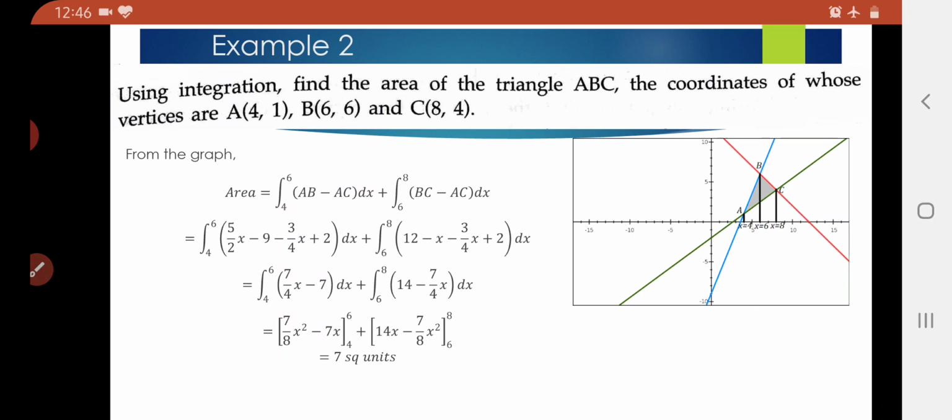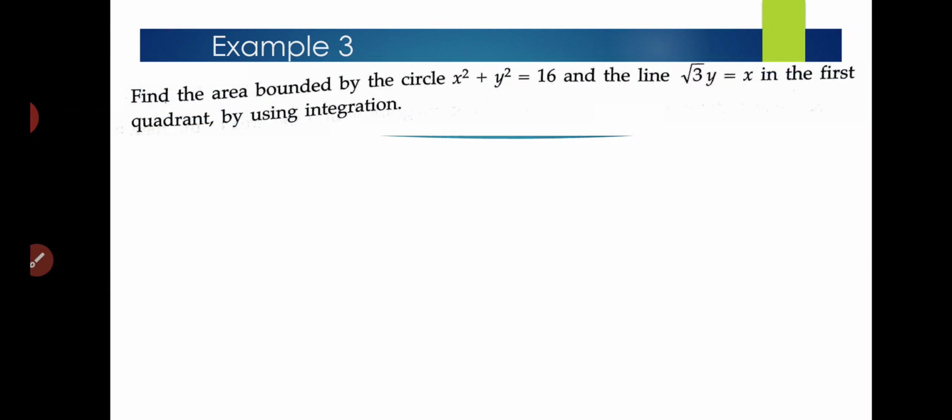Now let us move to number 3. Problem number 3. Now here we have a straight line and a circle. Find the area bounded by the circle x squared plus y squared equals 16 and the line root 3 y equals x in the first quadrant by using integration.